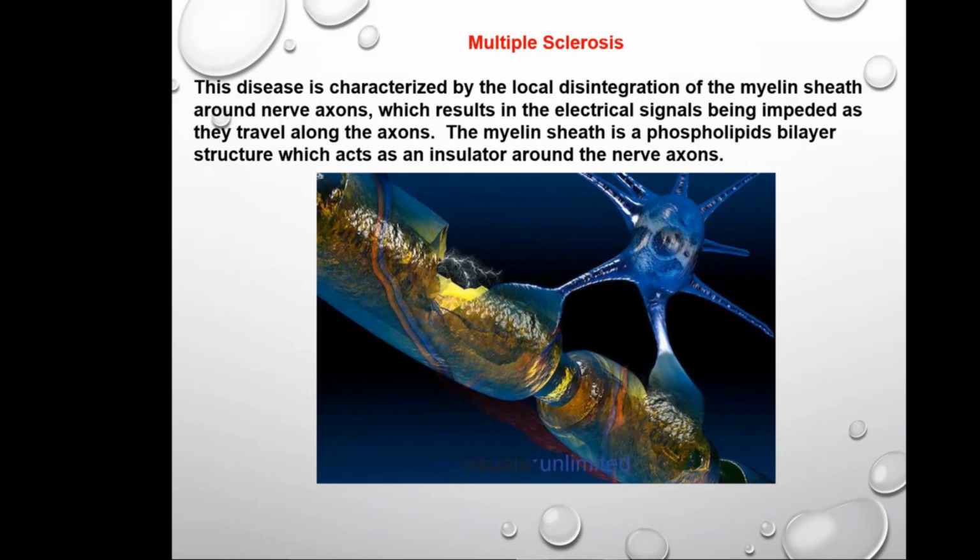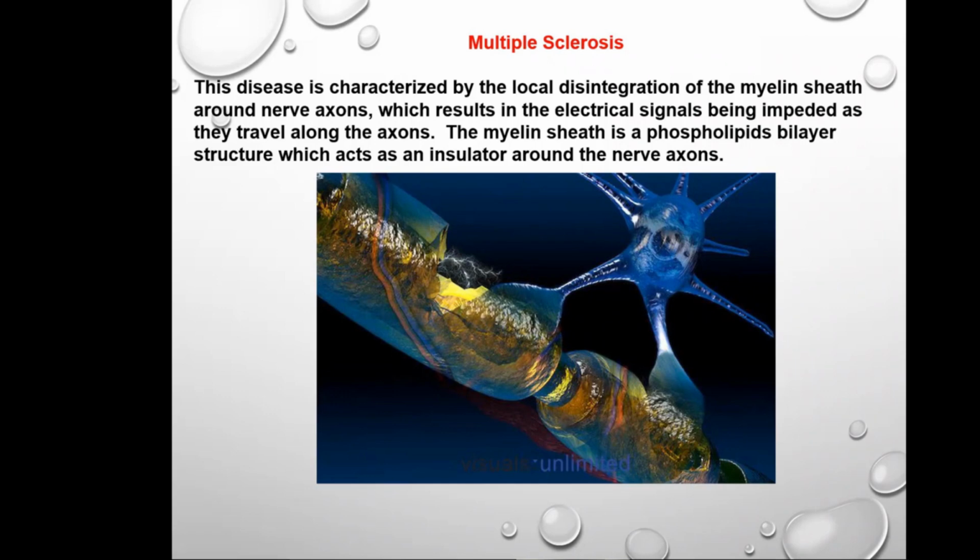A lot of our work is also concentrated on the myelin properties. Multiple sclerosis is another disease we are interested in. It is characterized by local disintegration of the myelin sheath around the nervous axons, which results in the electrical signals being impeded as they travel along the axon.